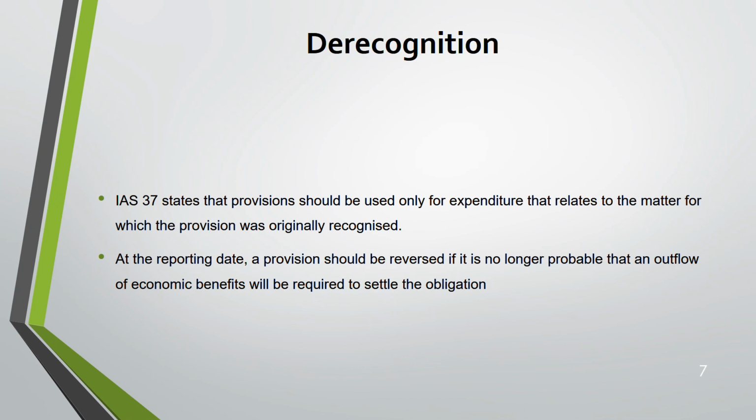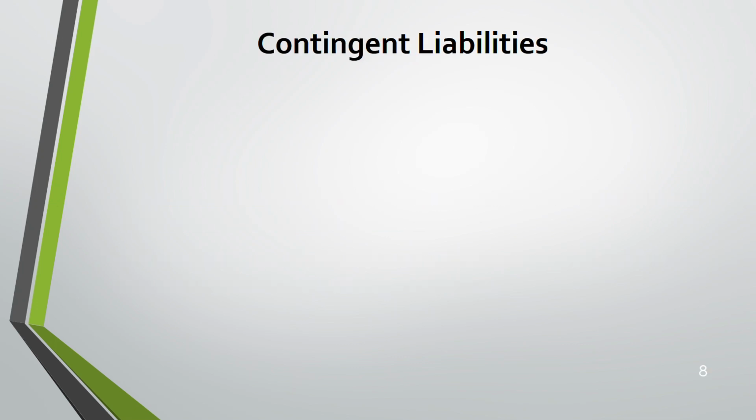If the conditions reverse, you need to reverse the provision. That means you need to now debit the provision. Earlier you were crediting the provision, now you need to debit the provision to cancel the provision off. That's how you derecognize. So that's it with provisions. We are over with provisions. Now we are moving on to contingent liabilities, the second part of this standard.